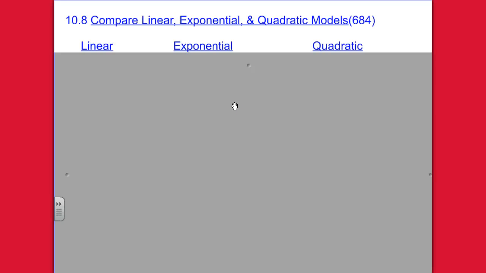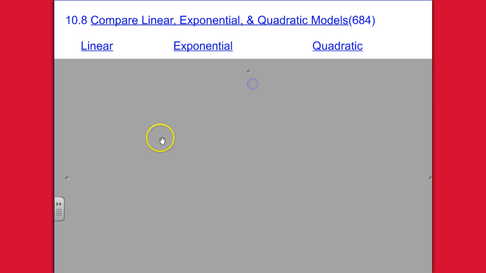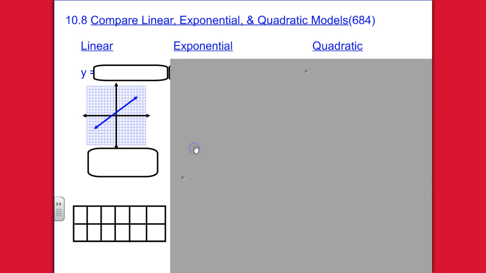Okay, once again, we are comparing linear, exponential, and quadratic models today. So we are going to look at some different components of each. The first is, you just told me what a linear equation looks like, and so to sum it up in one word, it looks like a line. A line, not an ear.